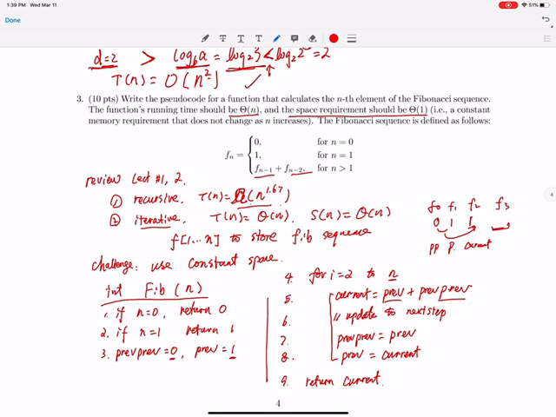If you have questions about how this works, I highly recommend you trace through the execution, maybe with n equal to 5, to see how we use just 3 variables to move our way up to the value we want to calculate.